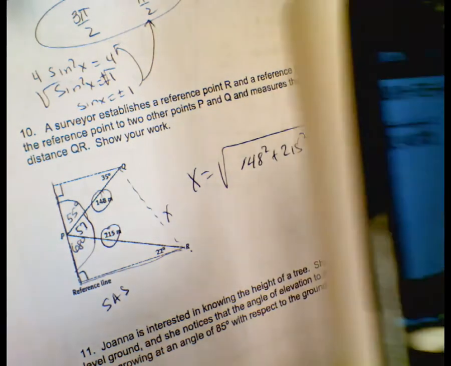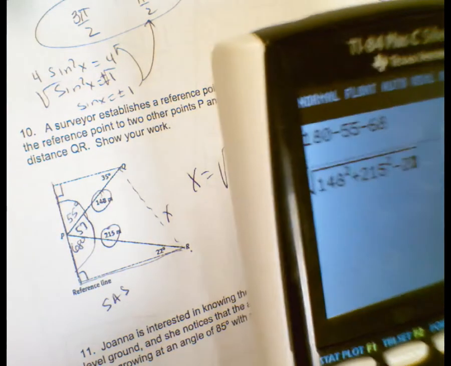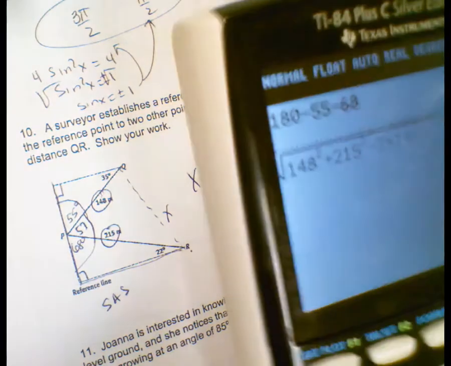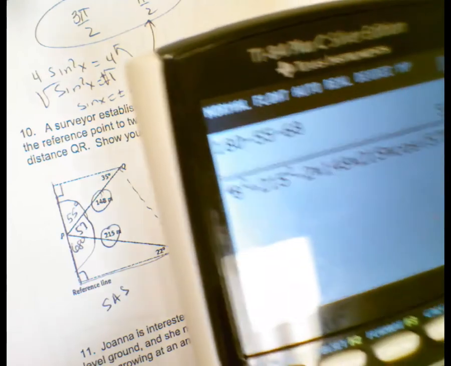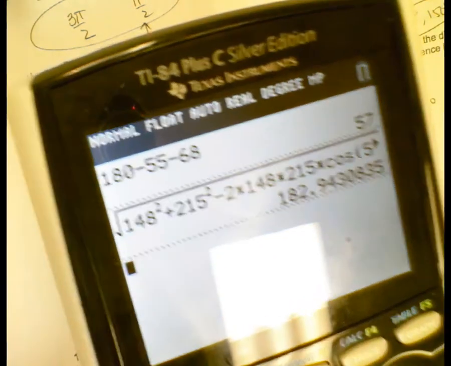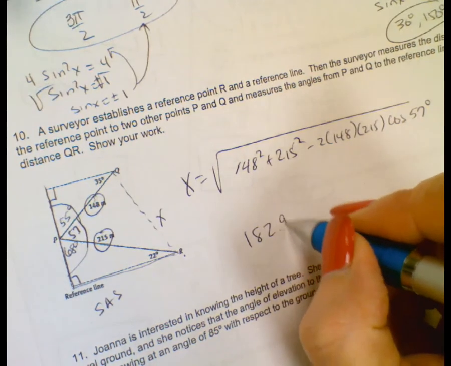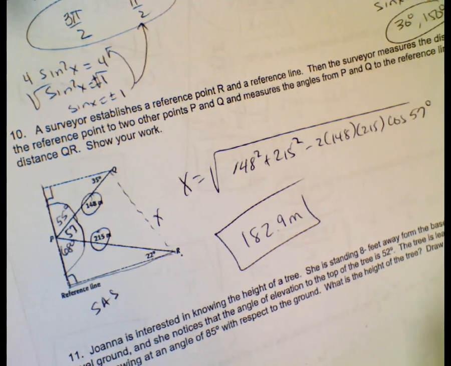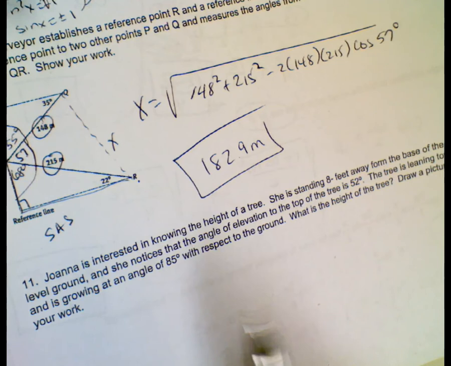148 squared plus 215 squared minus 2 times 148 times 215 times cosine of 57. We're at 182.9 meters. It says show your work. I showed my work.